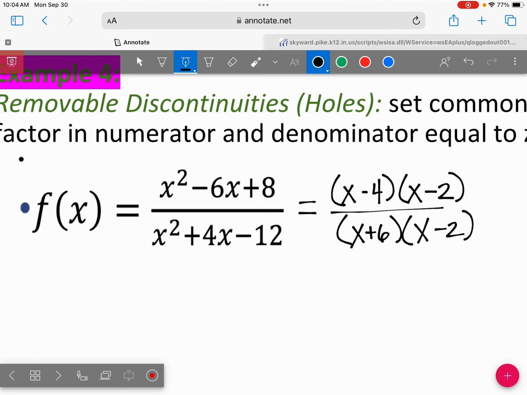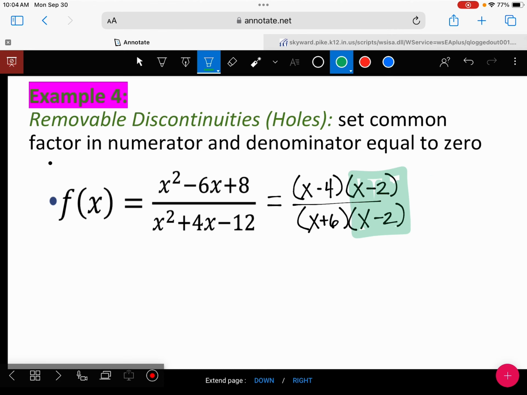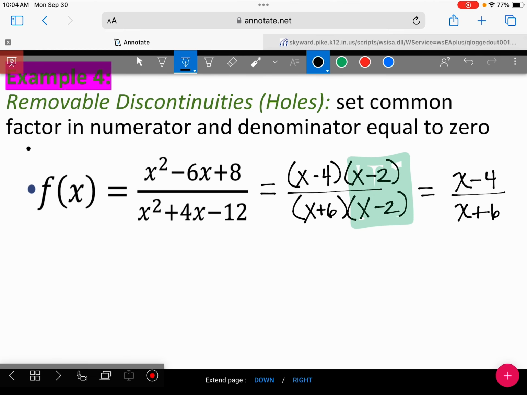So notice that they both have a factor of negative 2. And because they share a factor, we can remove it. That's why it's called a removable discontinuity, because that factor can be removed. So in order to find it, we're going to take the factor that we can remove. We're going to set that equal to 0. And this is actually going to be an ordered pair. So that means that x equals 2. We have a removable discontinuity.